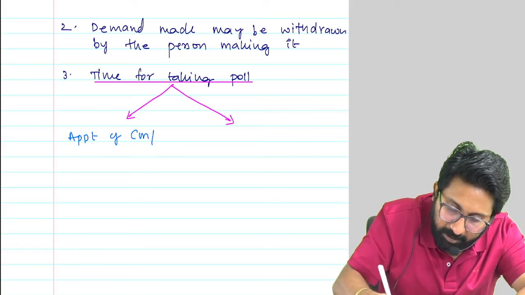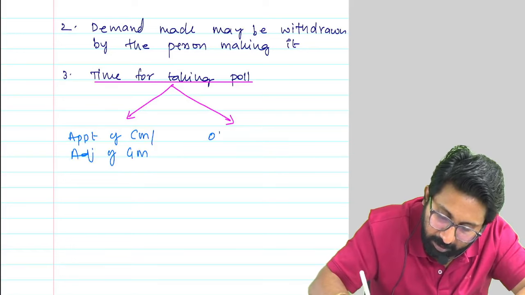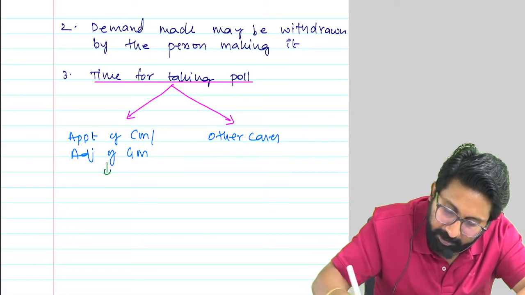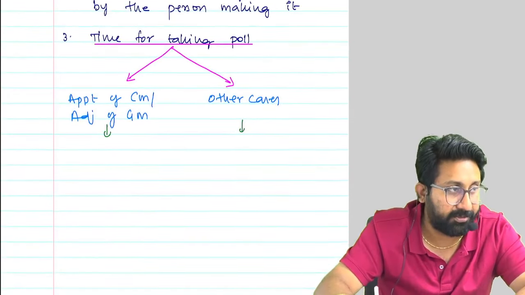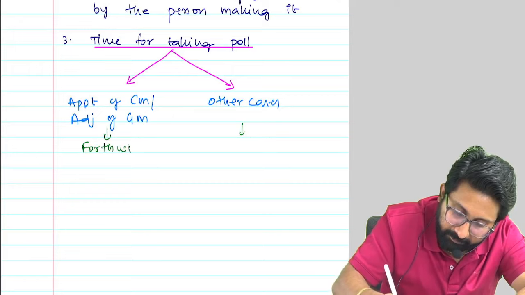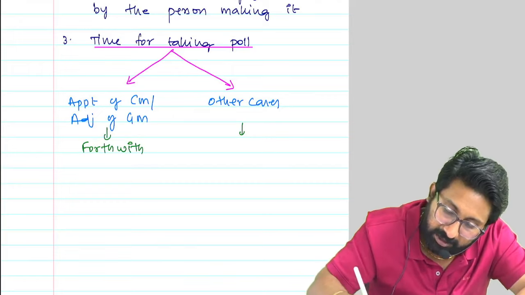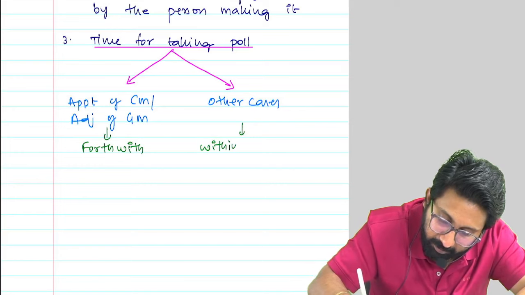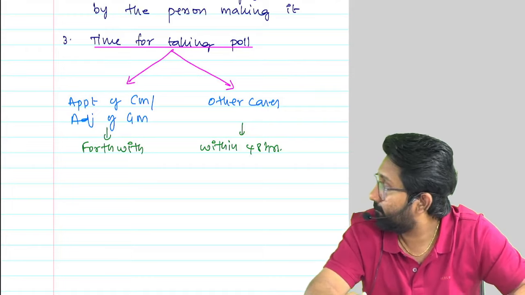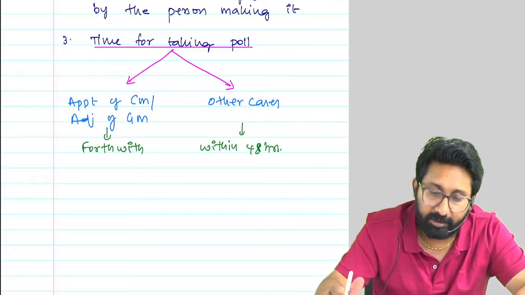Appointment of chairman or adjournment of GM, other cases. If it is appointment of chairman or adjournment of GM, in that case, forthwith means what? Immediately. In all other cases, within 48 hours.